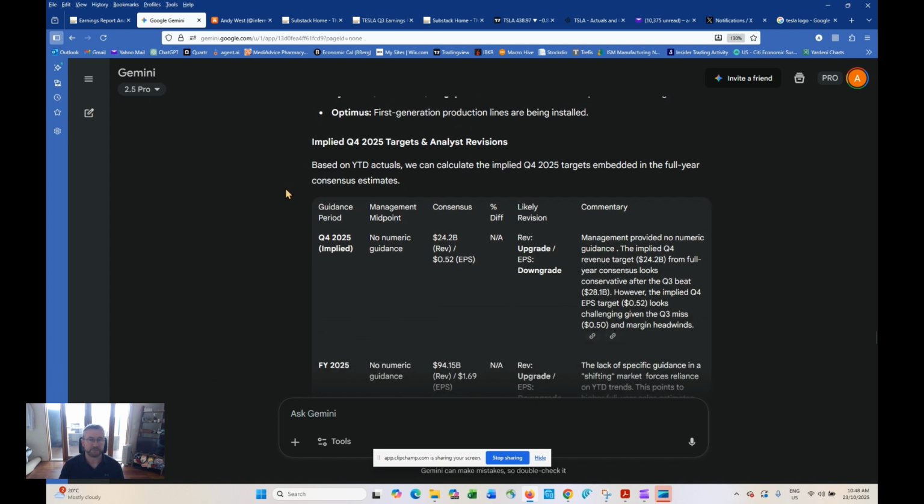But this is something that's particularly quite interesting. You can see you get a section on analyst revisions, Q4 targets and analyst revisions. For other companies where more numerical guidance is given, this would tend to compute what might be the likely analyst revision overnight, which is important for the share price as well.